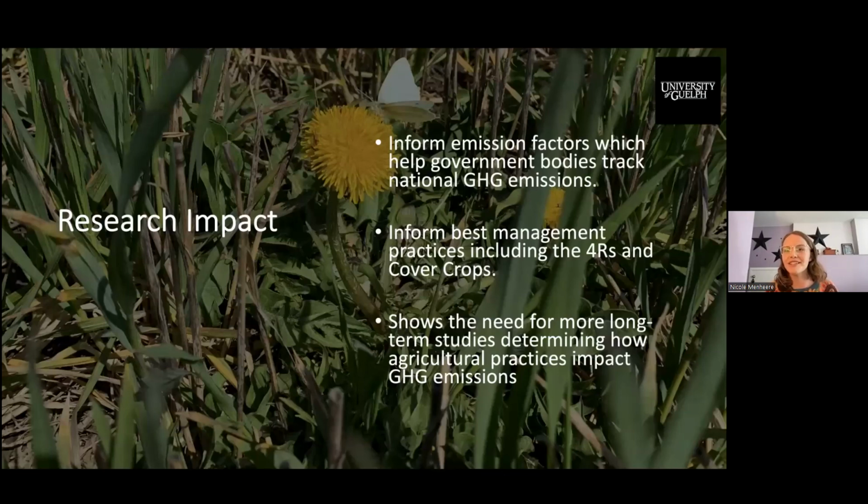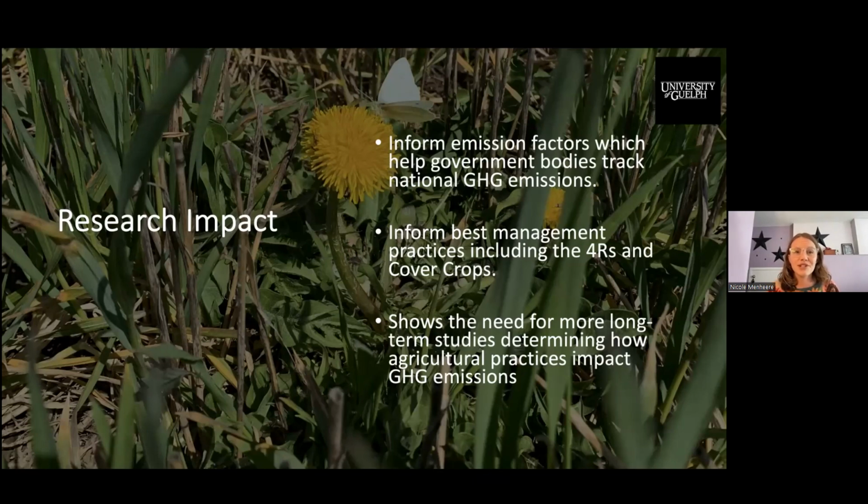Cover cropping, it's hard. So our research impact, the big why of what we're doing here, is we really want to inform emission factors, which help governmental bodies track national greenhouse gas emissions. As a lot of you may have heard, the Canadian government just released the new climate plan, which has put a cap on agricultural emissions 30% below the 2020 level of emissions that we saw.